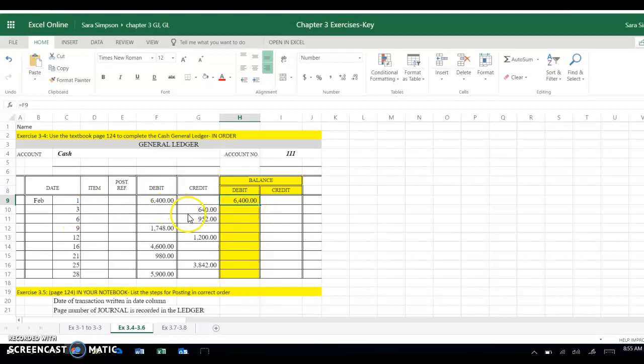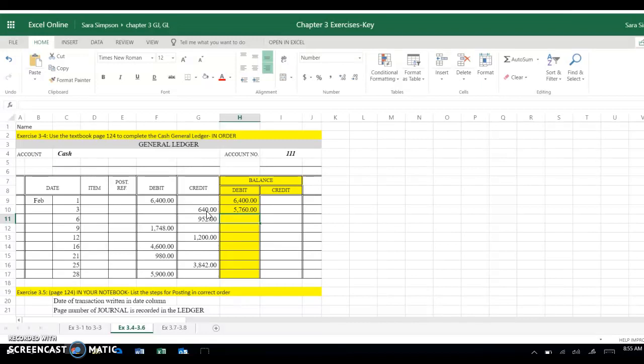February 3rd, we had a credit. If they are opposite terms, you subtract. So we have debit and credit. We find the difference. So you would hit equals, click on the debit in the balance, minus the credit, which is just like spending cash. We spent cash, $640. So now we're left with $5,760. And then we're going to keep going.